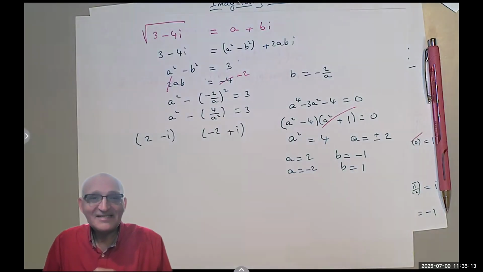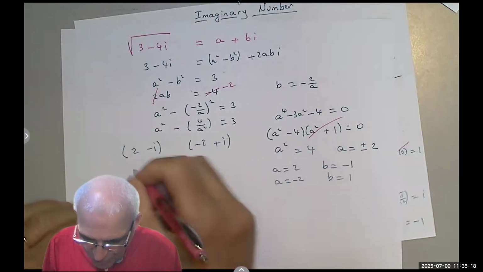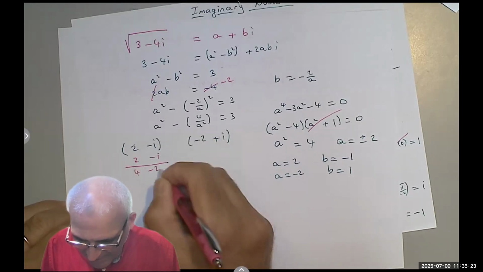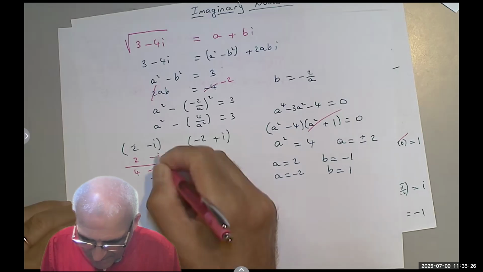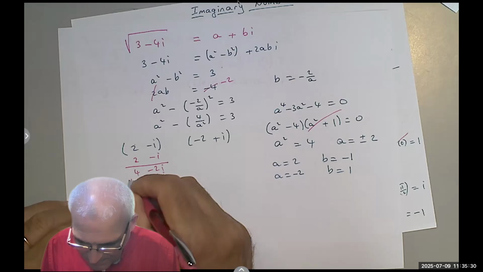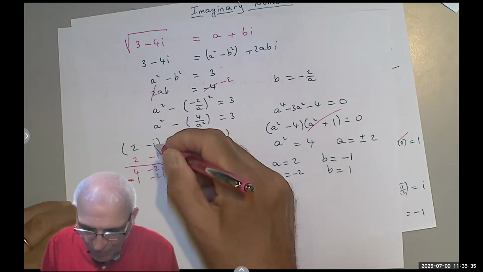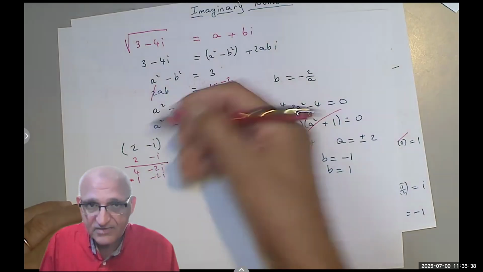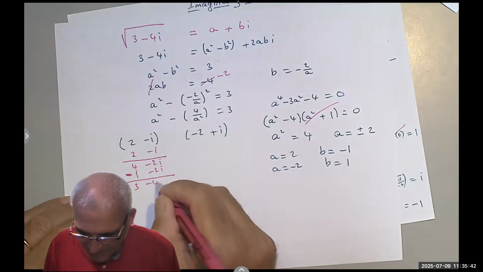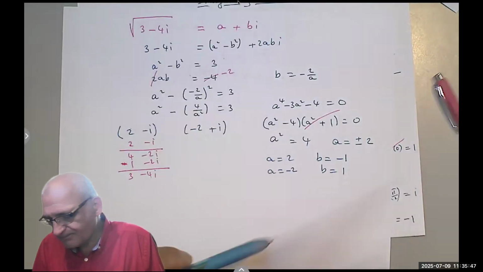Try to square them to check if you are going to get this back. If I multiply 2 minus i times 2 minus i, I get 4 minus 2i minus 2i plus i squared. Minus 1, I'm sorry. Because negative times negative is positive, but i times i is i squared, which is negative 1. So you get 4 minus 1, which is 3 minus 4i. Yes, I did it. Try it for yourself. You get this equals that.